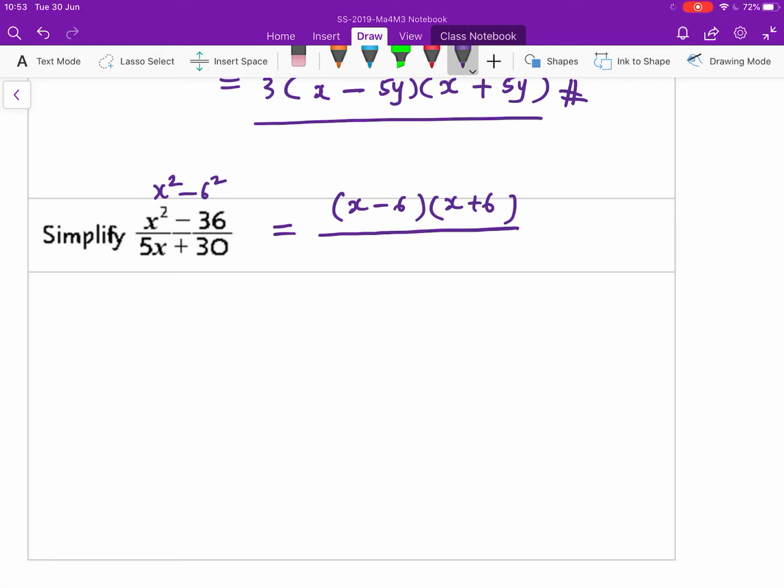And now 5x plus 30, I can factorize 5. I've got x plus 6. Now, so really nicely, you can see there's a bracket at the top and the bottom that you can cancel down. And that leaves you with x minus 6 over 5. That's your final answer.